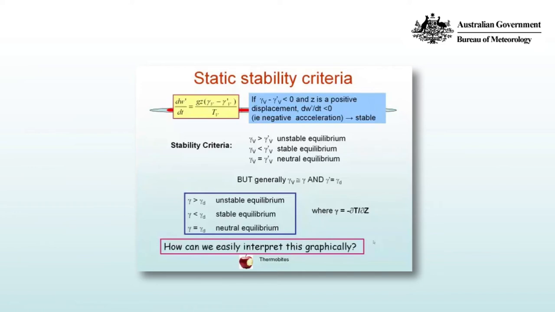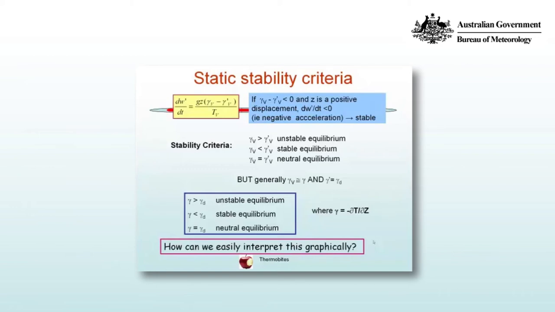If the lapse rate of the environment is less than that of the dry adiabatic lapse rate, then we have stable equilibrium, which means that the parcel cools more rapidly along the dry adiabatic lapse rate than that of the environment, which means after a small perturbation, the parcel is cooler than the environment and has a negative buoyancy back down to its original level. Finally, if they have the same lapse rates, then the parcel will always be at the same temperature as its environment for that layer. And so we have neutral equilibrium.